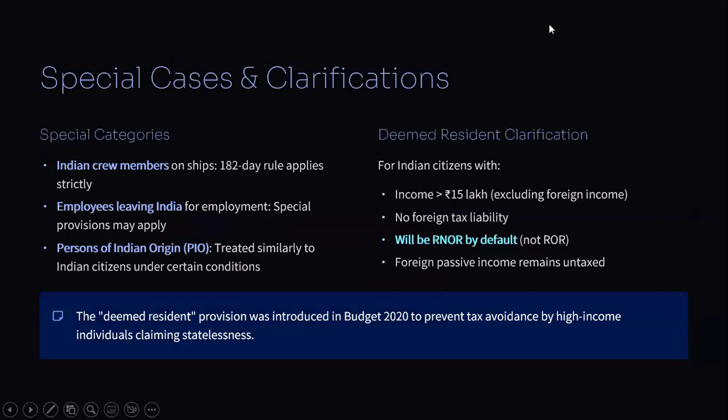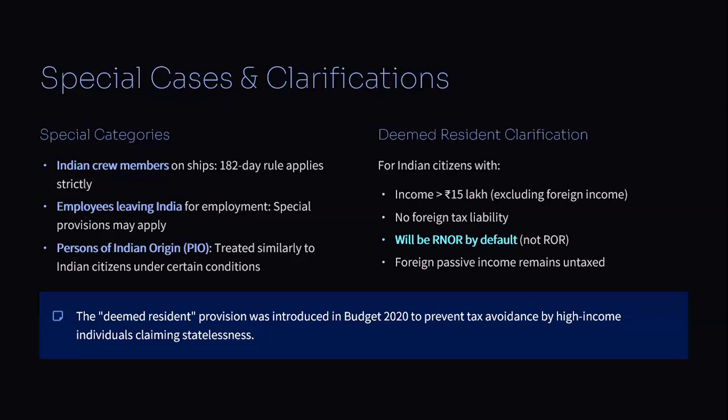Now there are certain special categories for all these. So these are just examples. You need not worry about this in the examination because these special clarifications are never considered part of the exam. If any Indian crew is on a ship, then for him the 182-day rule is strictly applicable. This is normally for the merchants. So if I'm on a merchant ship for 6 months or more, the rule of 182 days is applicable.